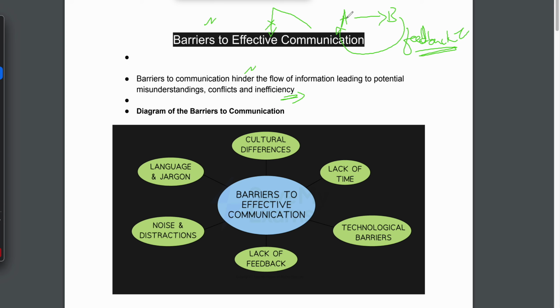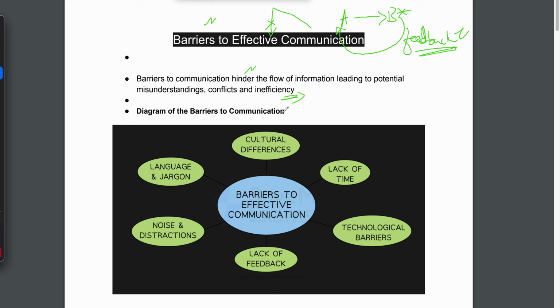So at the end of the day, we are saying A is sending a message to B, but B is not able to comprehend exactly what A was trying to say, or B got another meaning of what A was trying to say. You get the point? So that's basically what we want to talk about. What are the different factors that affect effective communication, that are acting as barriers to effective communication?